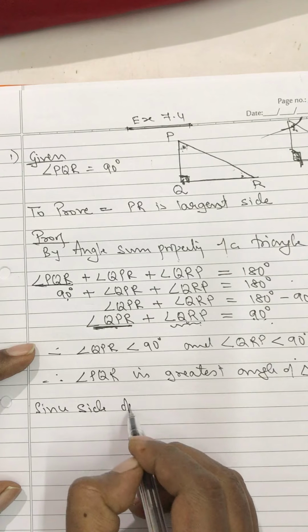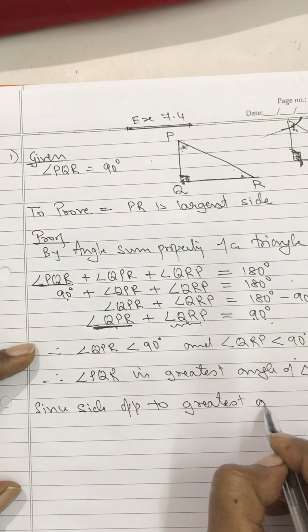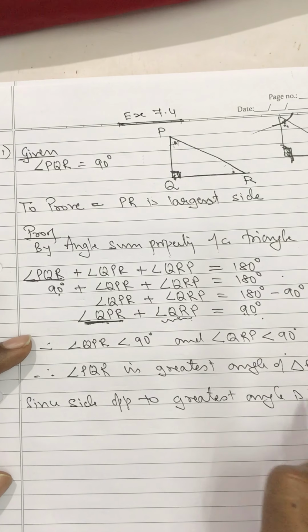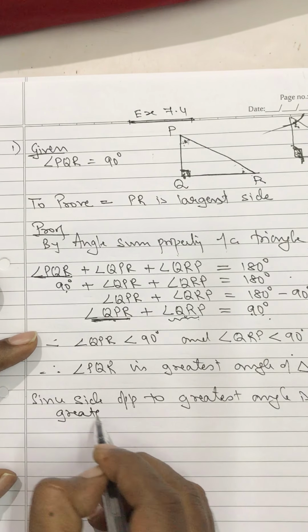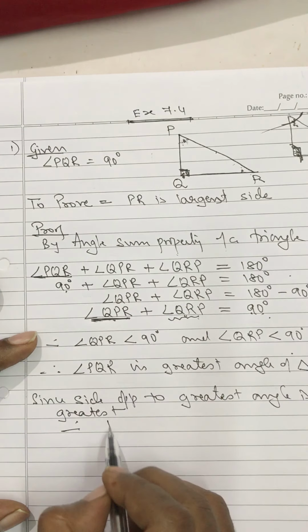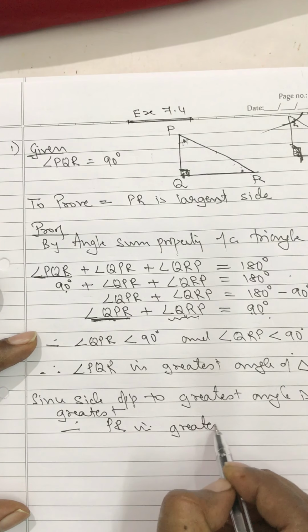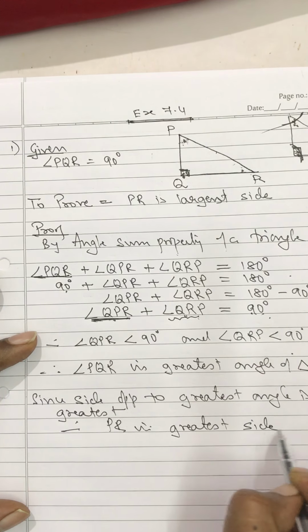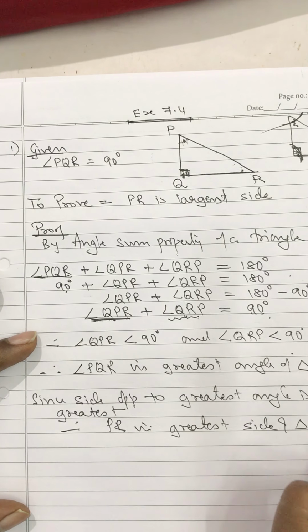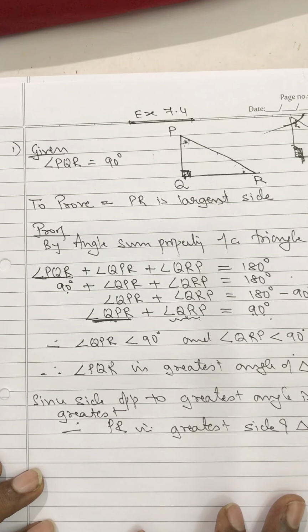since the side opposite to the greatest angle is greatest. Therefore, which is the side opposite to PQR? PR is the greatest side of triangle PQR. This is shown in detail in the presentation. Therefore, the hypotenuse is always the greatest side of a triangle PQR.